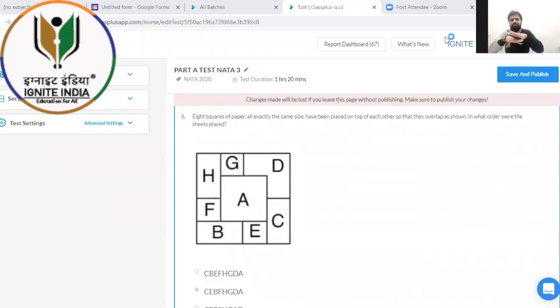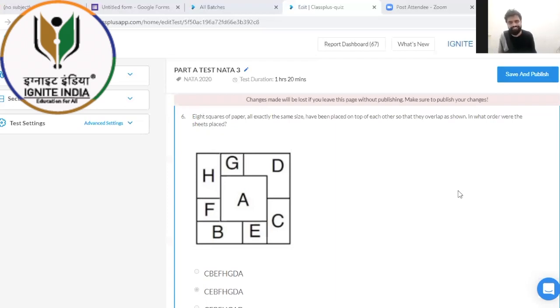In this question you have to use the paper here. Again I will read the question first for you, right? 8 squares of paper of exactly the same size have been placed on top of each other so that they overlap. In what order were the sheets placed? So here, from where will you start? These are all the same size of paper. Now C, E, B, F, H, G, D, and A. That is what the right answer is.